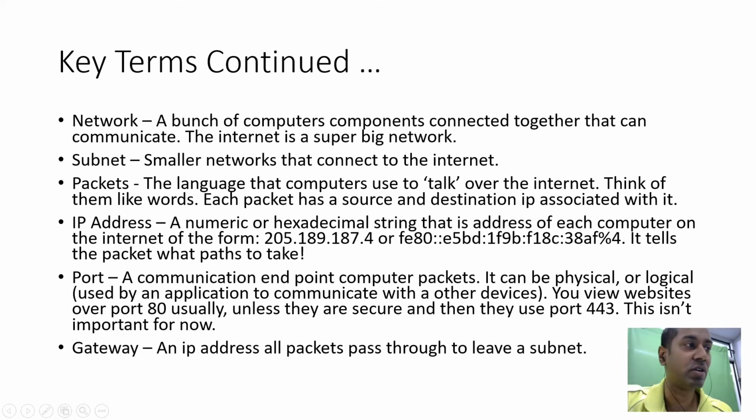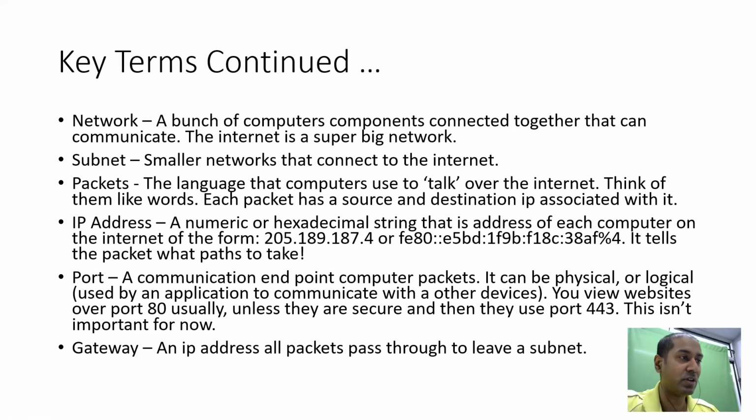A port is basically a communication endpoint for packets. It can be physical or logical and is used by applications to communicate with other devices. You view websites over port 80 usually, but this isn't important for now, so I won't go into that. A gateway is basically a device or IP address that all packets pass through in order to leave a subnet.